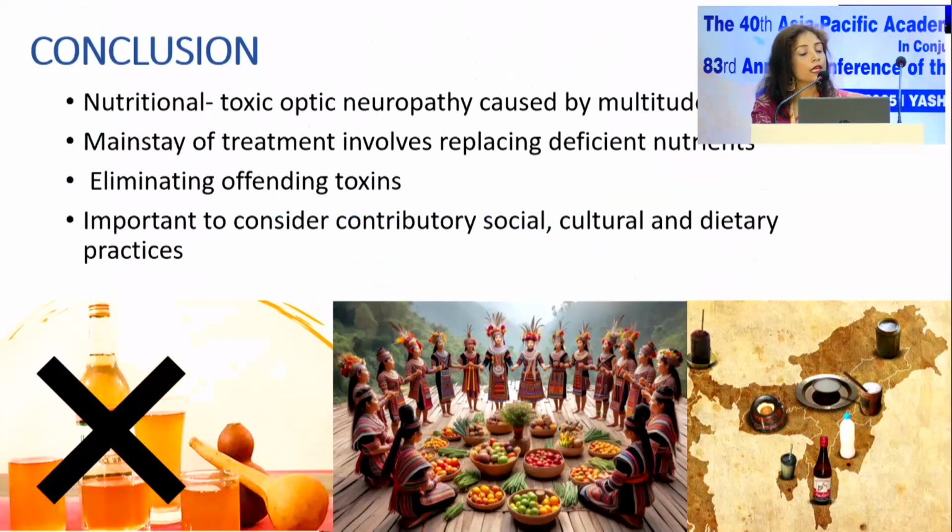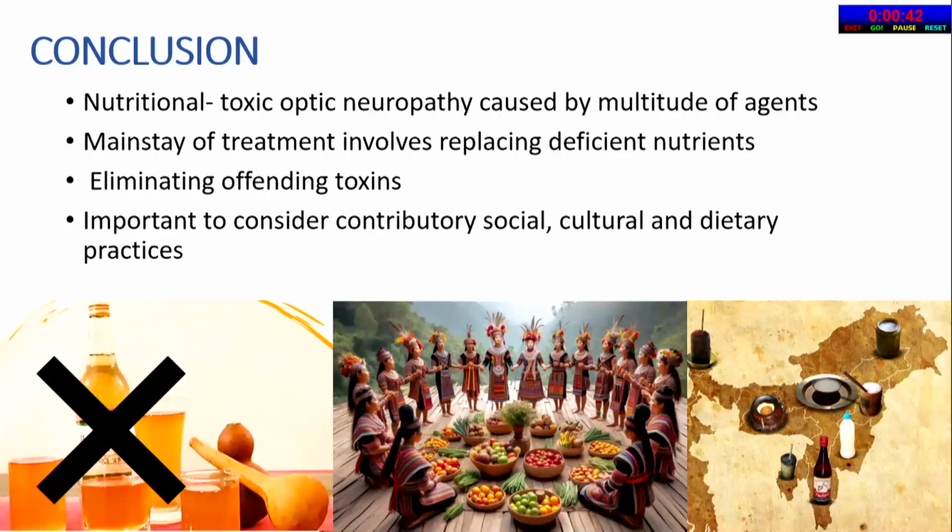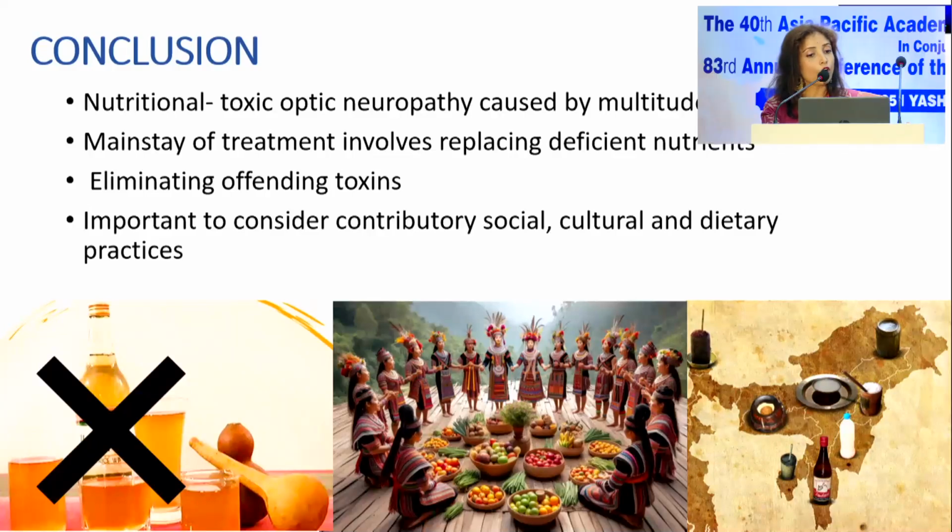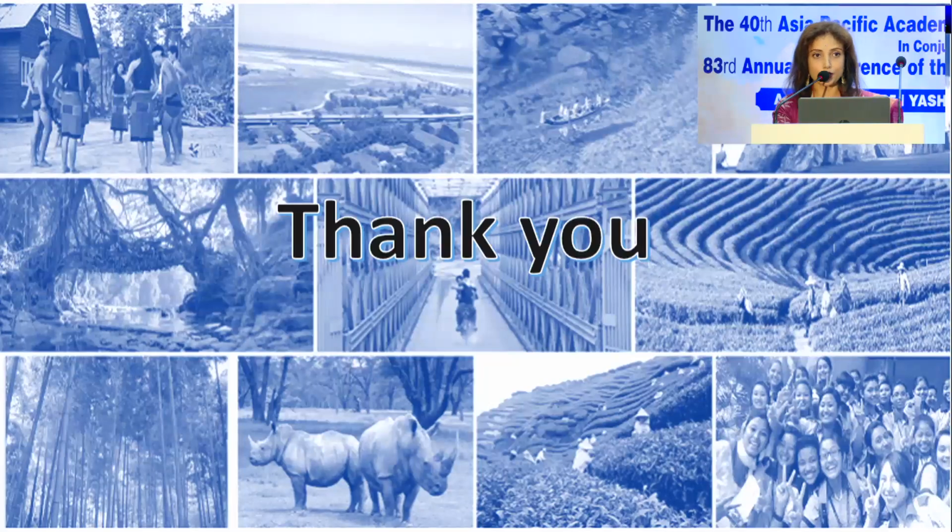We conclude that nutritional toxic optic neuropathy can be caused by a multitude of agents. Mainstay of treatment involves definitely replacing the deficient nutrients. Eliminating the offending toxins has to be done, and it is very important to consider contributory social, cultural, and dietary practices. Thank you very much for your kind attention.